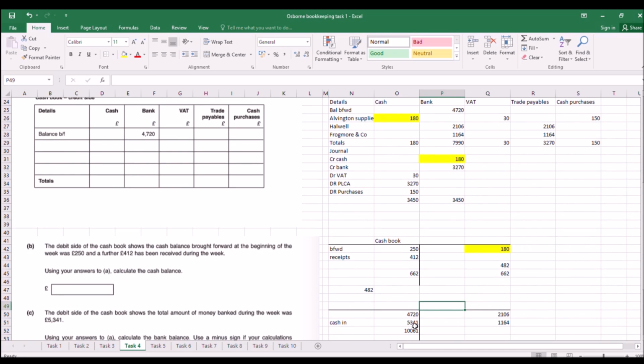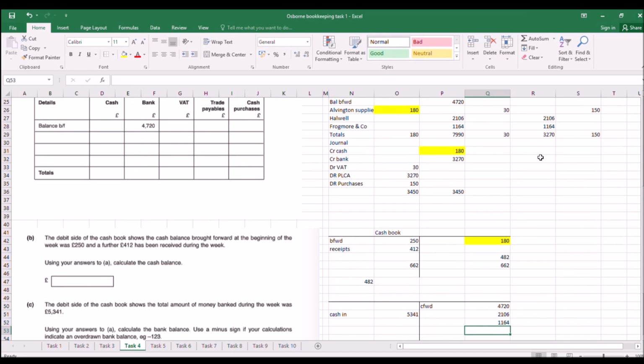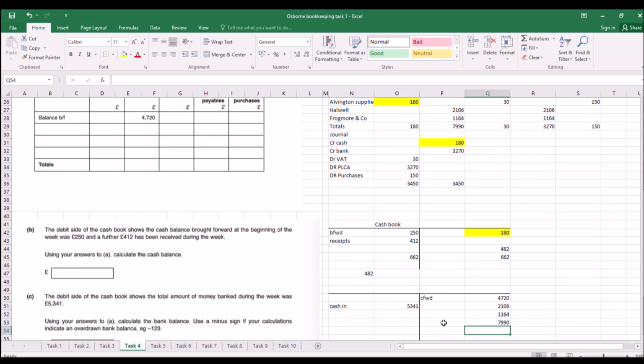Oh, sorry, this is on the credit side, so it wouldn't be brought forward there. It would be a minus there. Sorry, hang on. On the credit side of our cash, I'll just put those in again. So 4720. So we actually opened up with a credit over here. Carry forward there, and we paid out 2106 and 1164, and it looked like that. Okay.